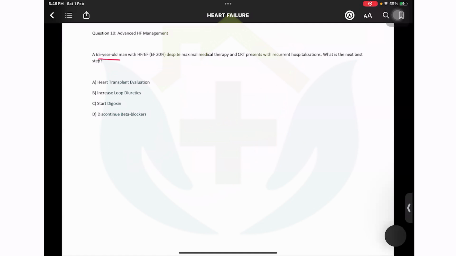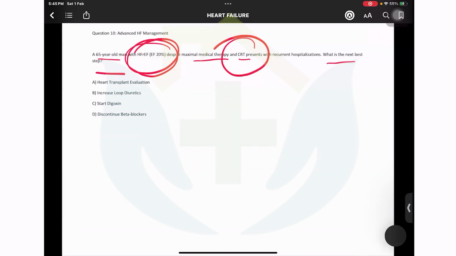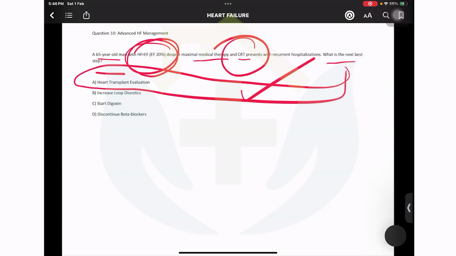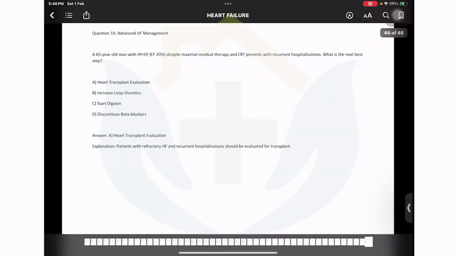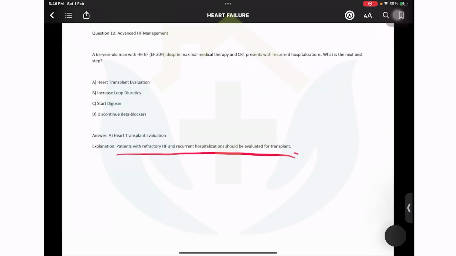A 65-year-old man with EF of only 20% despite maximal therapy and CRT, CRT is already done, now presents with recurrent hospitalizations. What is the next best step? Heart transplant. So the only option here is heart transplant.